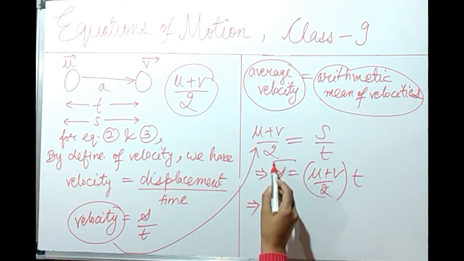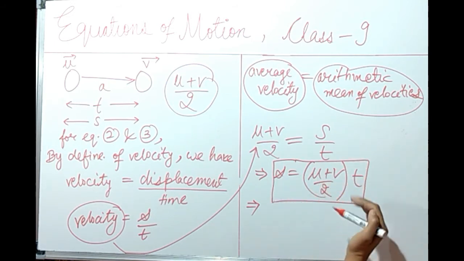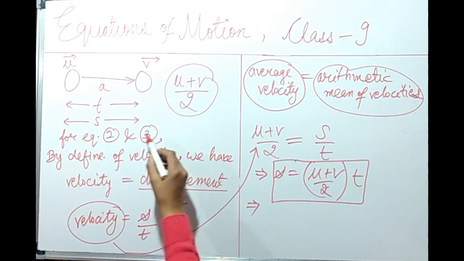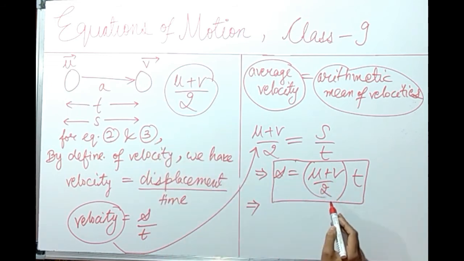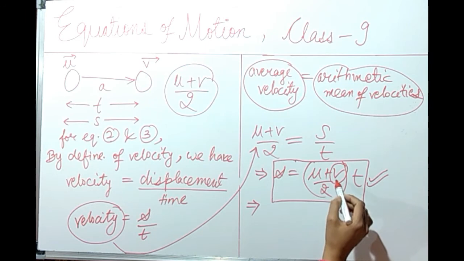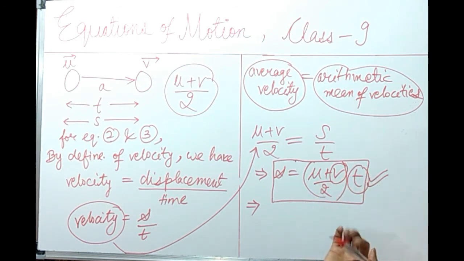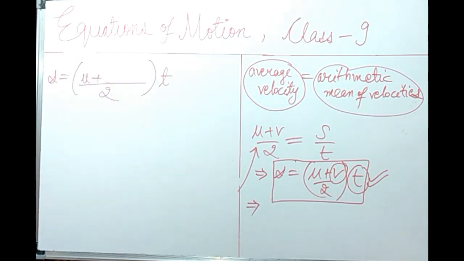Now, this point is very important. From this point, we are going to have both our equation number 2 and 3. Just remember this, we will get both equation number 2 and 3. Once we put the value of v and once we put the value of t in this equation, we will get our equations 2 and 3.